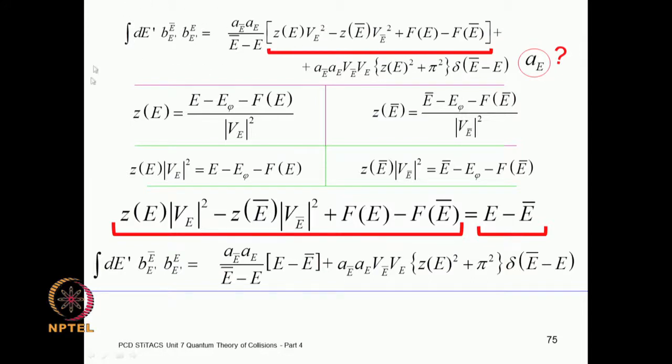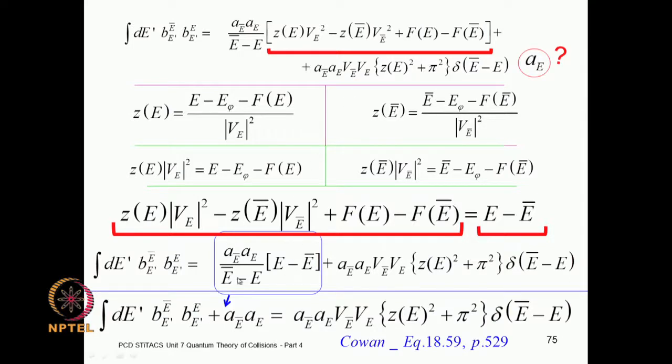So this is the left hand side which comes here. On the right hand side, you have got A E bar A E over E bar minus E, which is here. What is under this red underlining is now just the difference between E and E bar, which is here. And then you have got these two terms over here, which is Z square plus pi square Dirac delta multiplied by A E bar A E and V E bar V E.